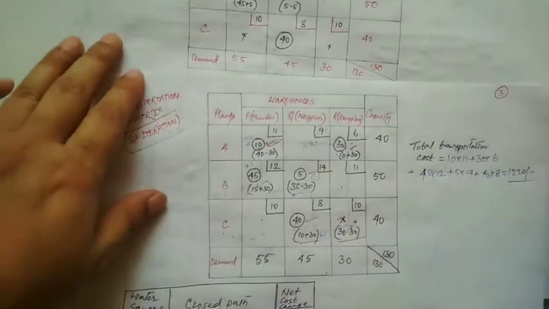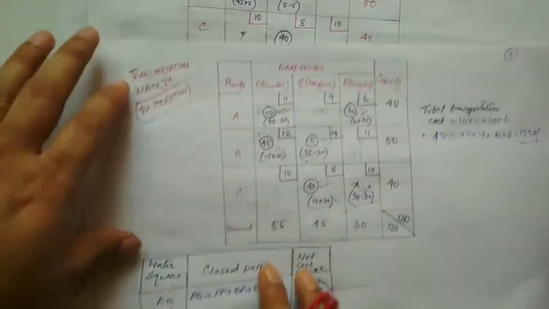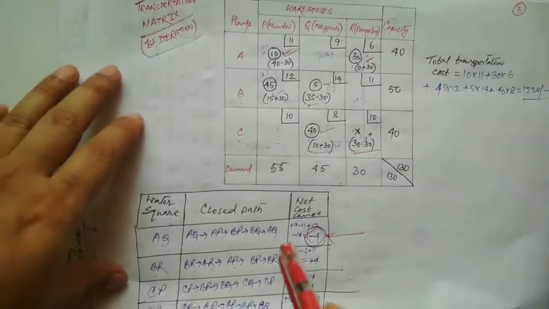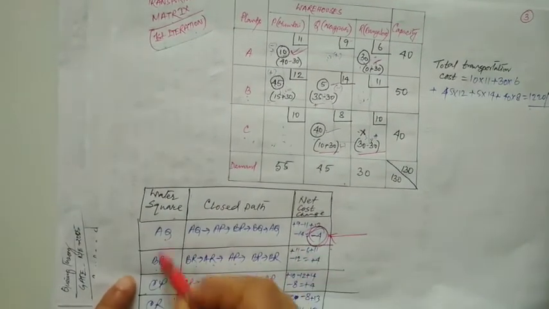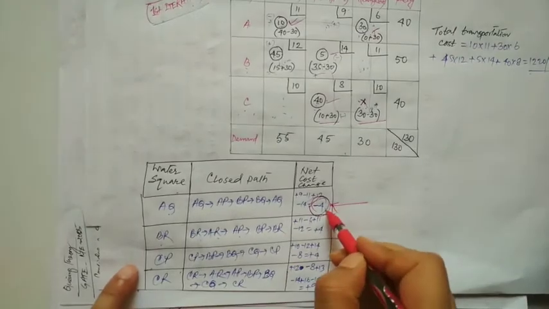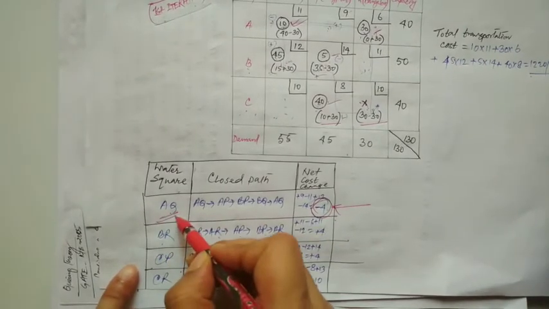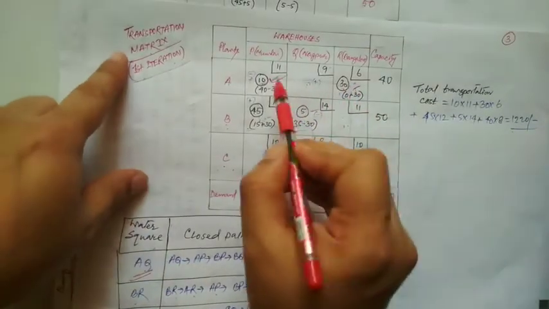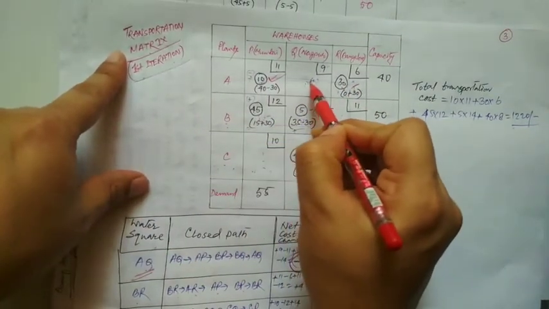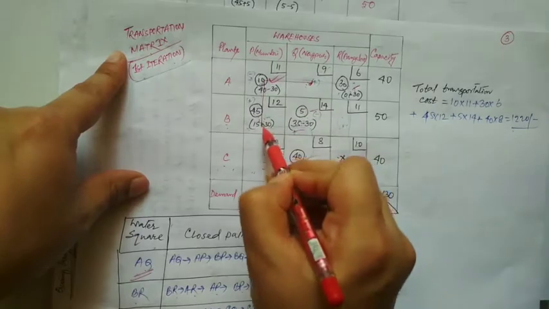Look, as this is not optimal, we have to again perform the second step. Which is the second step? We have to check which one is the most negative among these water squares. So this is the only negative one, so we have to select this AQ path only. AQ path is this one, so this is the AQ path.